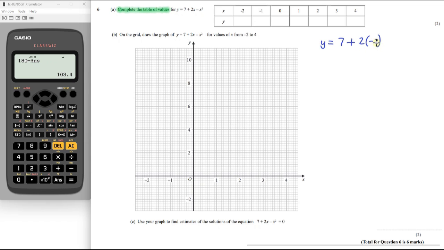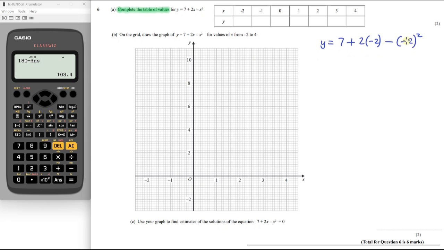So I've got my value for x in brackets. And then we're going to subtract x squared. So again, we've got -2 squared. Now at this point, it's really important to note that this needs to be in brackets. You need to put your value for x in brackets before you square it. If you don't, you'll get a different answer because it will do the squared first and then take the negative of that. So make sure you use brackets for this.